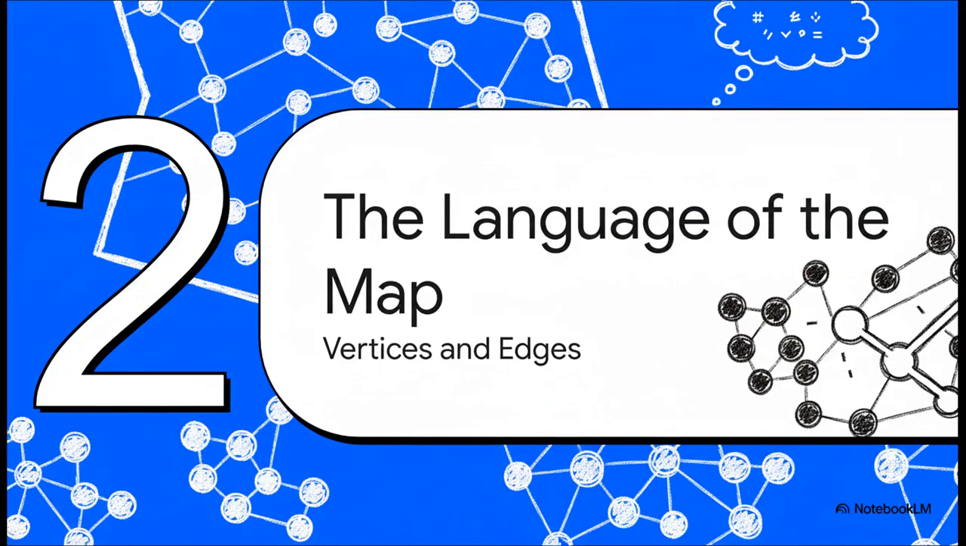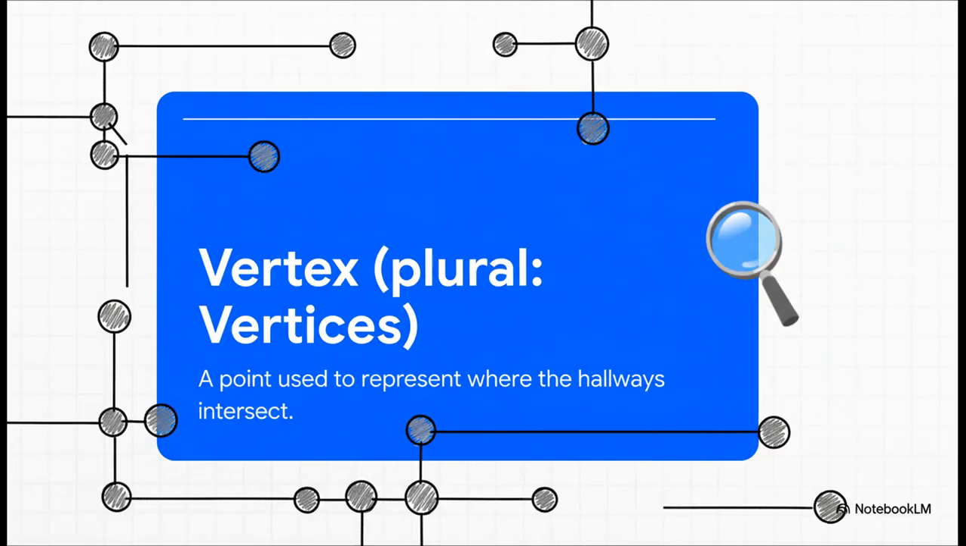Okay, so before we can build our map, we gotta learn the language. The good news? It's incredibly easy. We only need to know two little words: vertices and edges. First up, a vertex. The plural is vertices. And all this is a dot. Seriously. For our painting problem, we're going to put one of these dots at every single spot where hallways cross each other. Think of it as a crossroads, a point where you have to decide which way to go next.